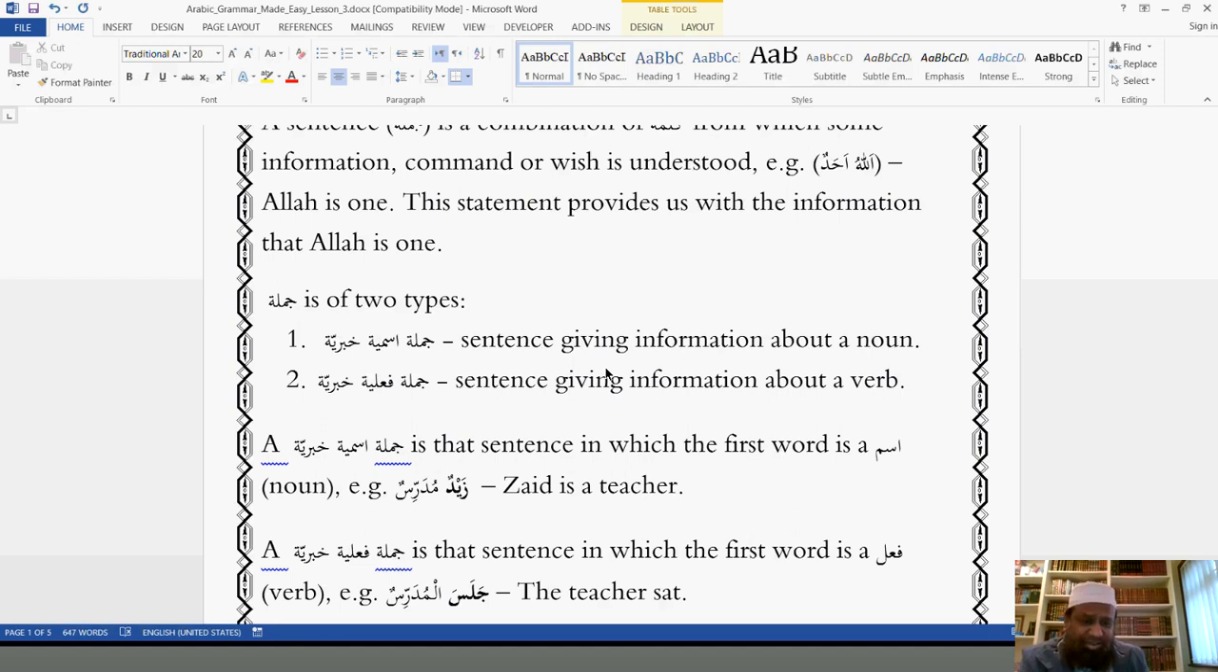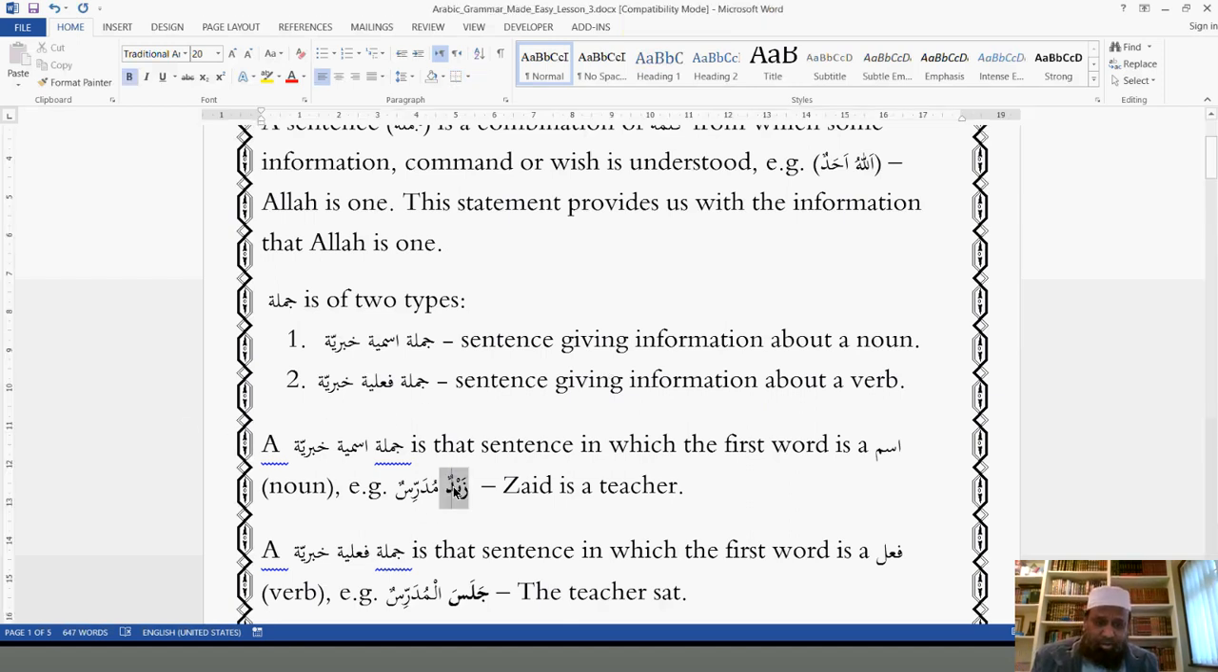So the first sentence, جملة اسمية, is giving us information about the first ism. Zaid is what? Zaid is a teacher. Right? So all other possibilities are gone. Zaid is not a doctor. Zaid is not an engineer. He is a teacher. So جملة اسمية gives us information of a noun, the first noun which the جملة starts with.